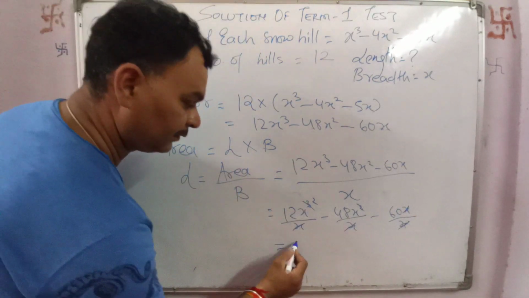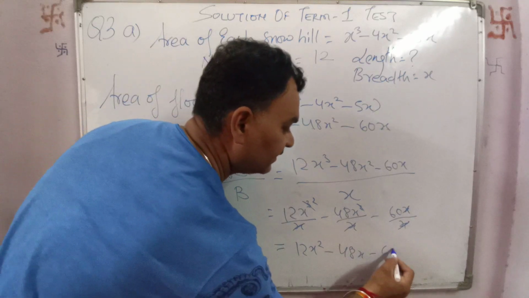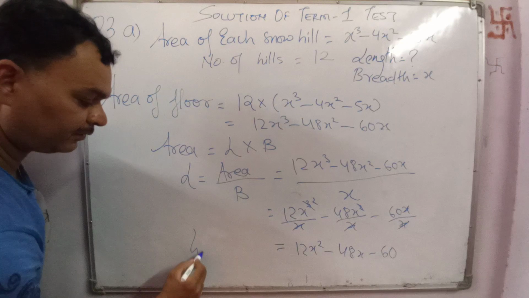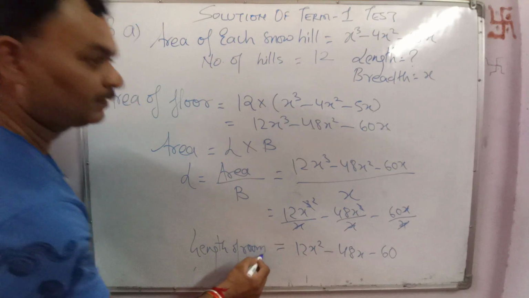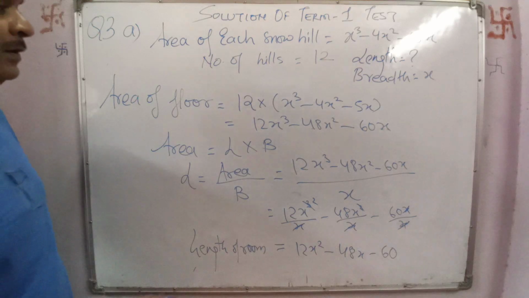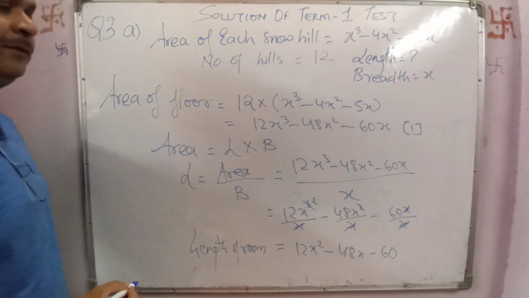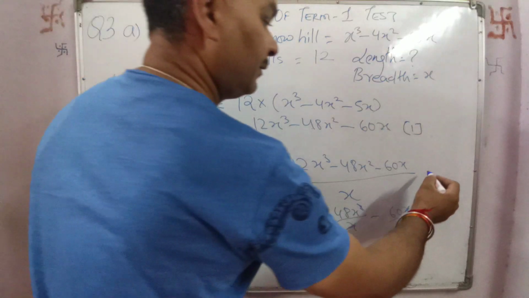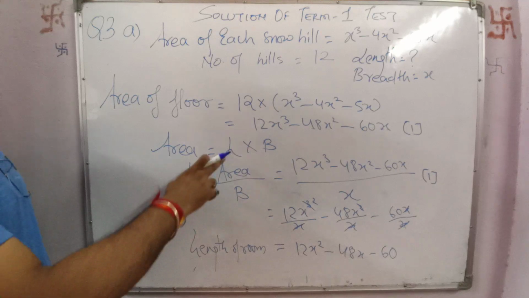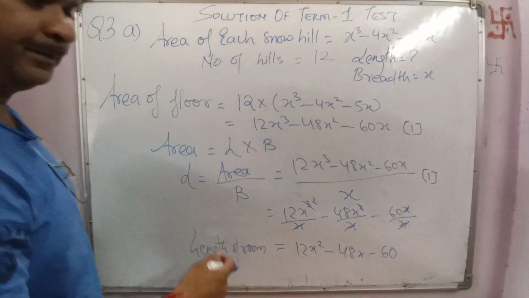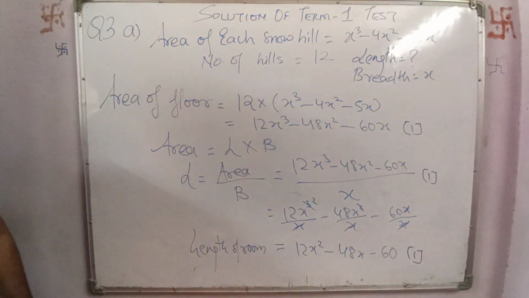So we get 12x square minus 48x minus 60. This is the length of the room. Now the marks distribution. The first mark will be on finding the area of the floor. The second mark is on the concept that to find the length, you need to divide the area by breadth, and 1 mark for the correct answer.